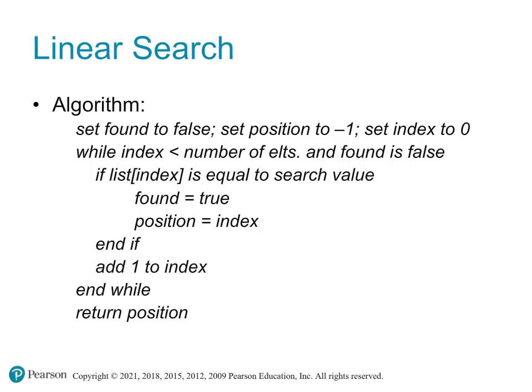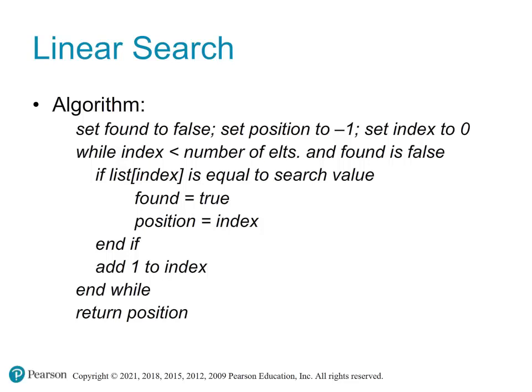Now let's walk through the algorithm for linear search step by step. Initialize three variables. Found is set to false. Position is set to -1. And the index starts at 0. A while loop starts running as long as index is less than the number of elements in the list and found is still false.